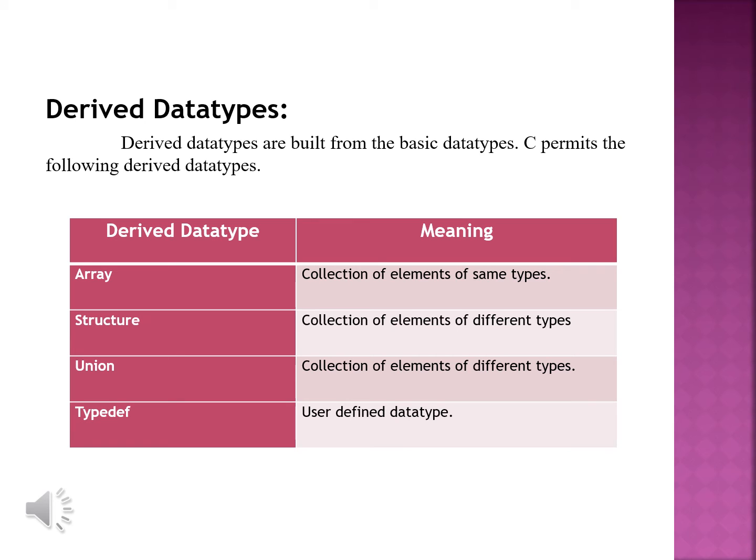In data type, we have two different aspects. One is fundamental data type, another one is derived data types. In previous slide, we have seen about fundamental data types. Here, we are going to see about derived data types. Derived data types are built from the basic data types. C permits the following derived data types. They are array, structure, union, and typedef.